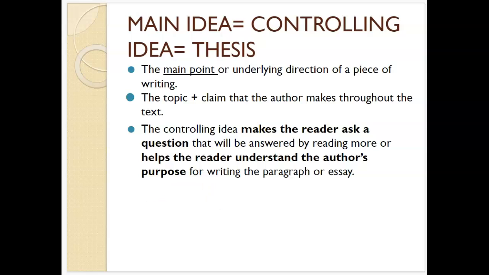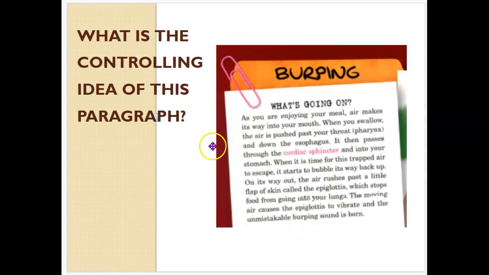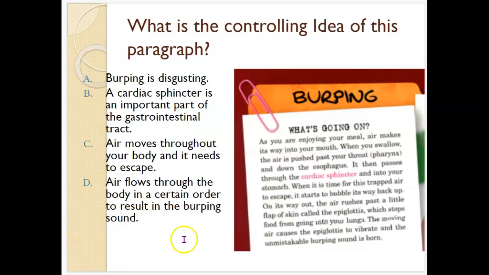Okay, so let me show you what I'm talking about. So let's look at the controlling idea of this paragraph. So we've read this paragraph. We'll look at it again, but remember it needs to be, so here's our title, burping. The subtitle is what's going on, and we want it to be an idea that continues throughout this passage and not just one sentence, that the sentence should encapsulate or should contain all parts of what this paragraph's about. So let's look at our choices. Okay, burping is disgusting. Do we have anything about burping is disgusting in this passage?